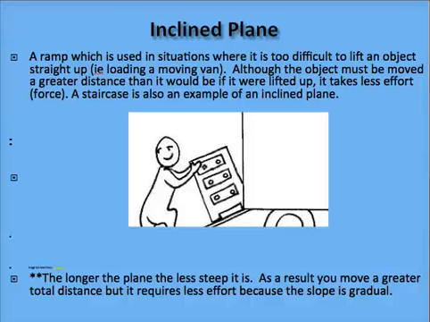The inclined plane is another type of simple machine. A ramp is an example of an inclined plane and is used in situations where it is too difficult to lift an object straight up. The object is moved a longer distance, but it takes less effort because the change in elevation is gradual.